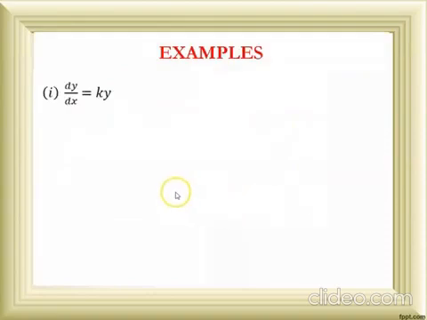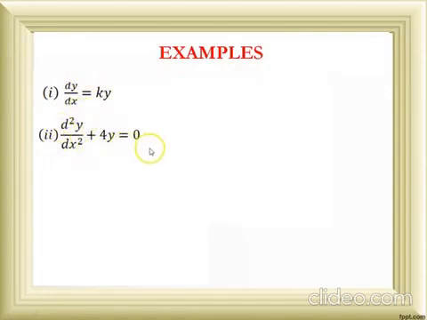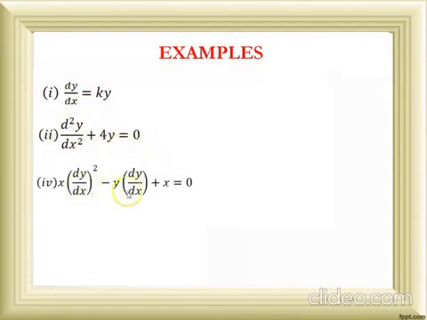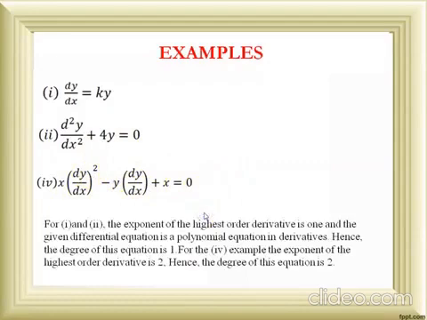So look at these examples. Here (dy/dx) whole power is 1, so therefore the degree of this equation is 1. (d²y/dx²) whole power is 1, so therefore this also has degree 1. Here two terms are there, (dy/dx) whole square and dy/dx, so therefore the exponent value is 2. So this particular equation's degree is 2.